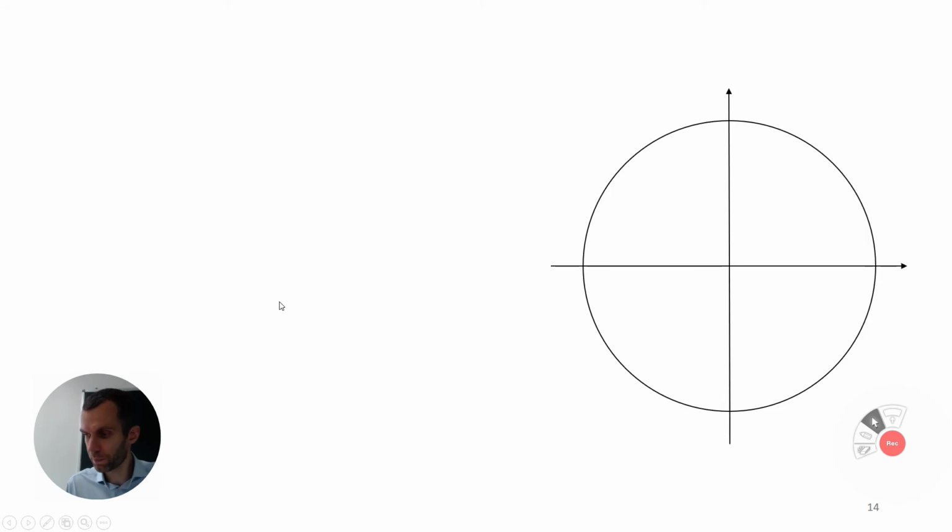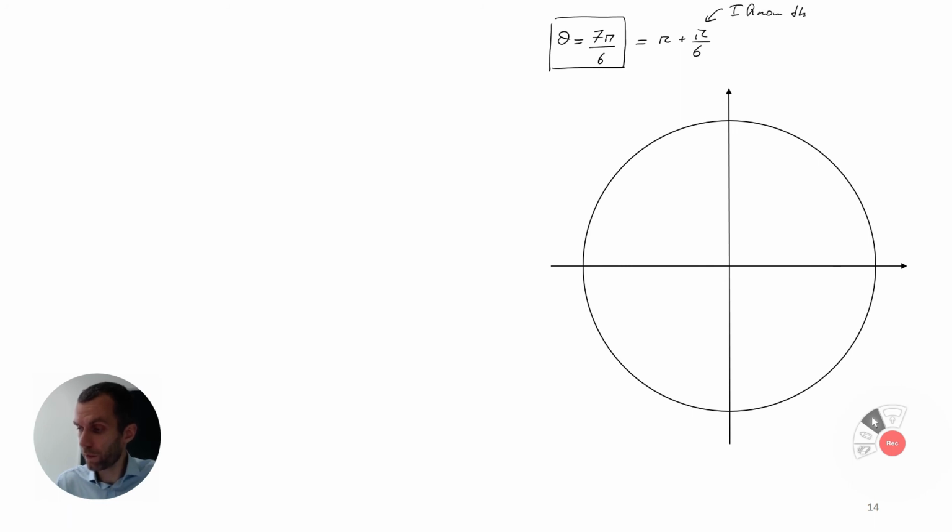So let's do a couple more. Some of them require a little bit more fiddling with the unit circle. So let's start, for instance, with theta equal to 7 pi divided by 6. And this is quite a complicated angle already. But what you can do is observe that this is equal to pi plus pi over 6. And this is good because I already know something about pi over 6.